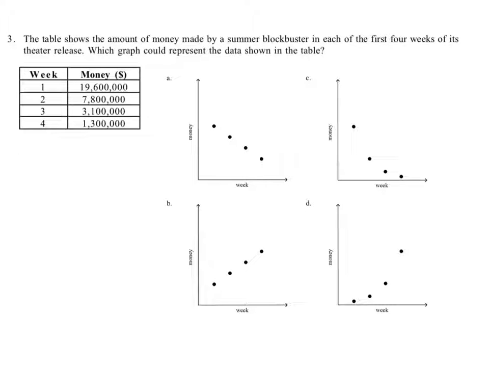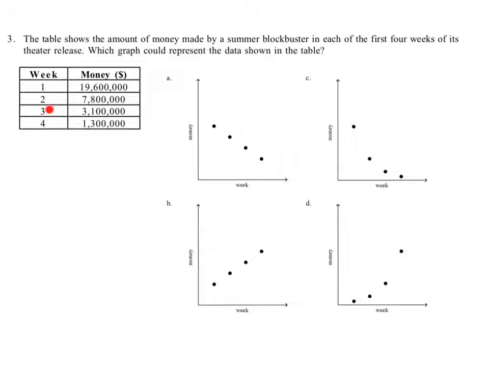Similar to problem number one, we see the table shows the amount of money made by a summer blockbuster in each of the 4 weeks of its theatrical release. And they're just talking about what they made in that week. Okay, so in the first week, they did really well. They made 19,600,000. Second week, not as much, 7,800,000.